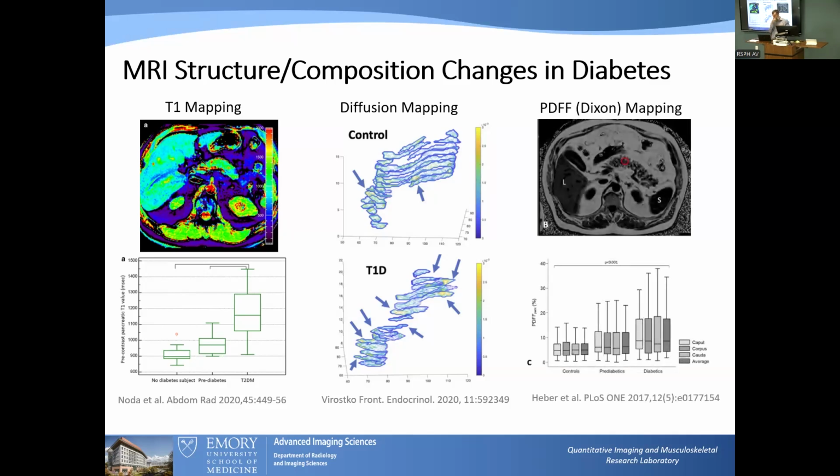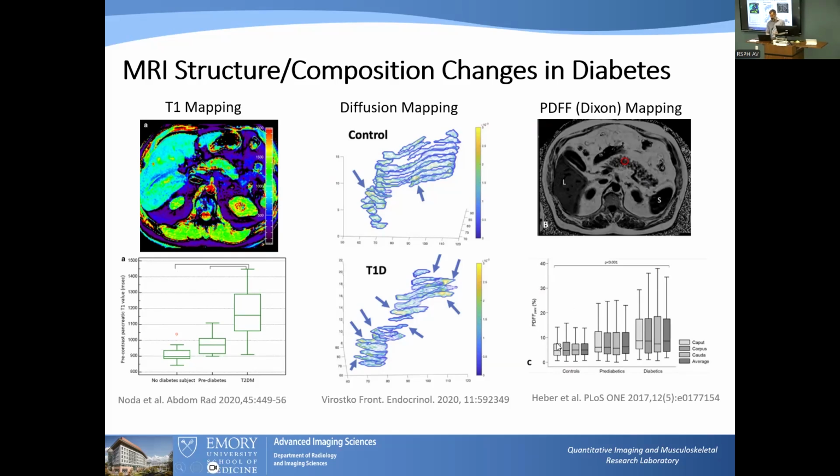Last but not least, with MRI, you can also do what's called proton density fat fraction mapping. This is an axial view showing the pancreas here with the little red region of interest drawn on it. You can see everything white in this image is fat. And so this allows us to quantify the fraction of fat that's present in the internal organs.